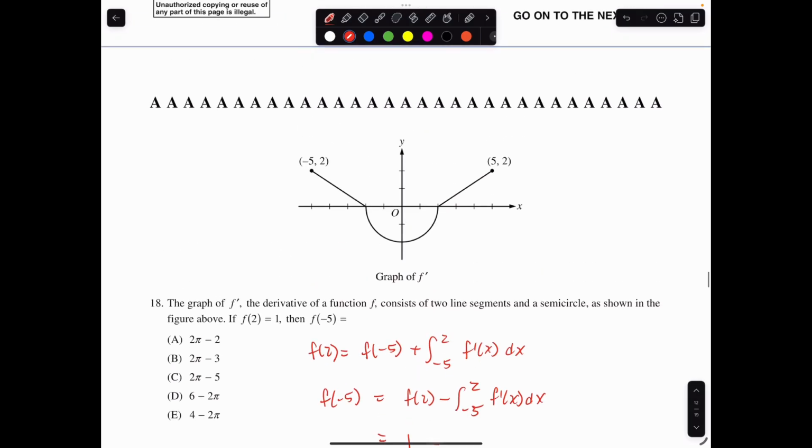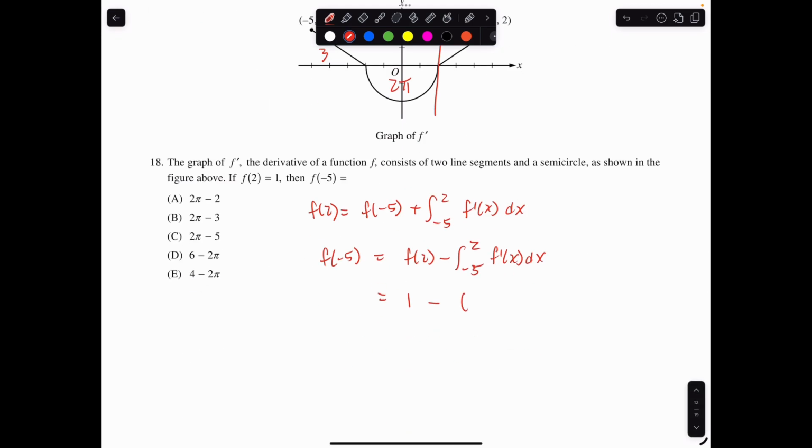So from negative 5 to 2. Okay, so that's this semicircle. So I'm stopping here. This is 2 squared, 4 squared, so this is 2 pi. And then this is 3 times 2, so this is 3. So then I'm minus 3 minus 2 pi. So that's negative 2 plus 2 pi. So my answer is A.